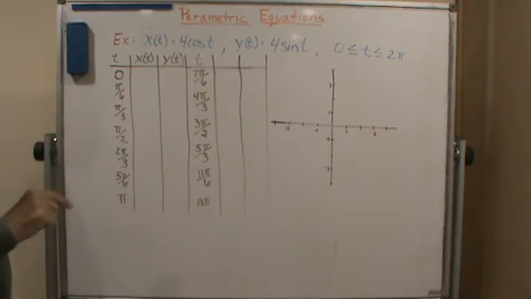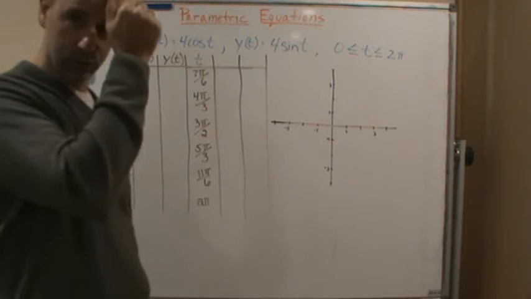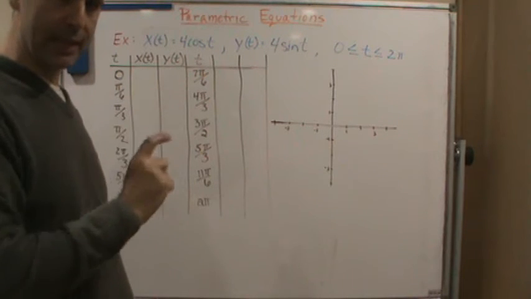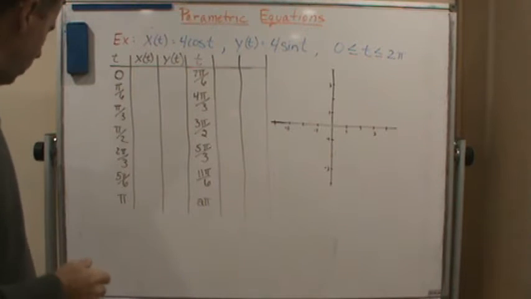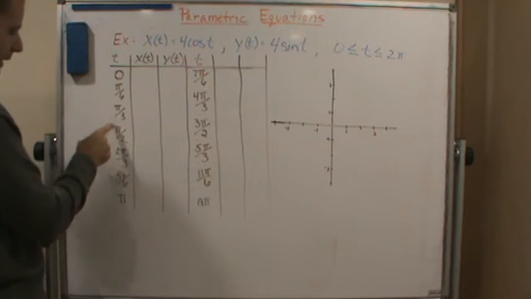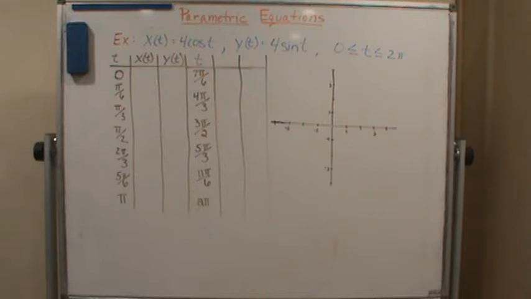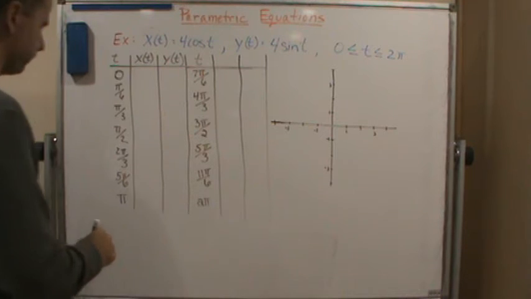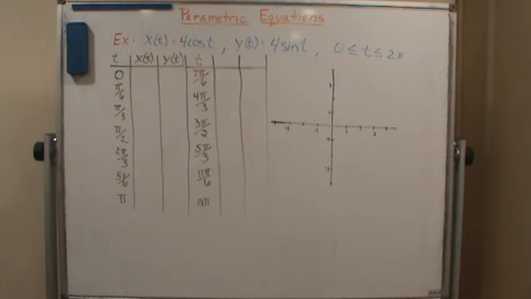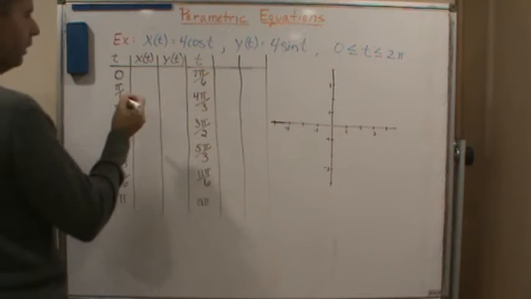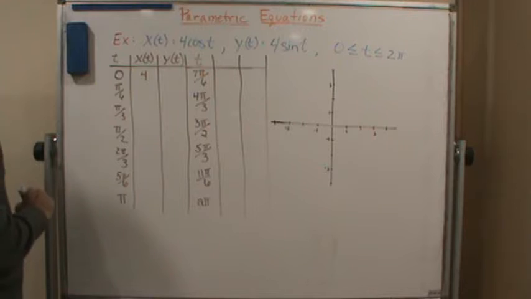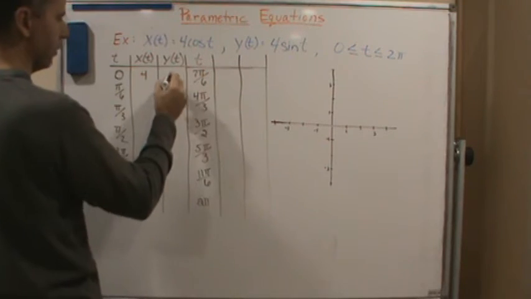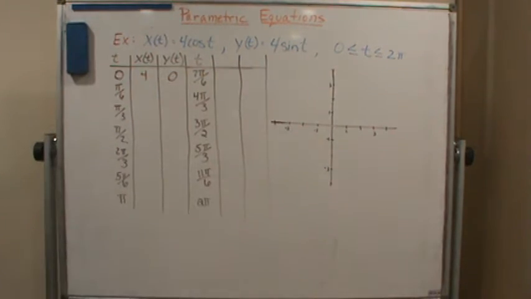Now this time, since we're dealing with angles, radians, we're going to go by 1/6 of pi radians. So we'll start with 0 and then we'll go up by 1/6 each time and see what we get. If we have 0, cosine of 0 is 1, so 4 times 1 is 4, right? And then sine of 0 is 0, so that's going to be 0.